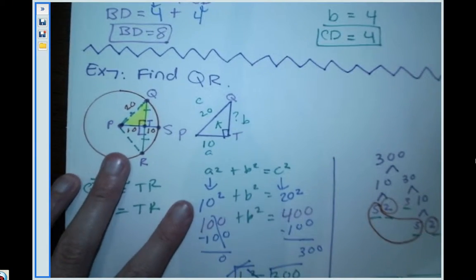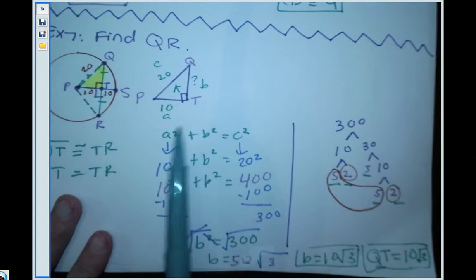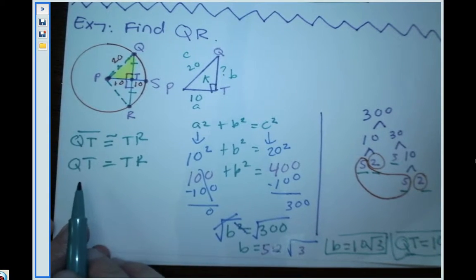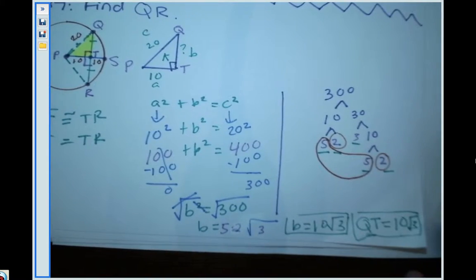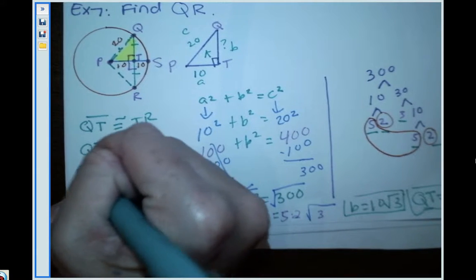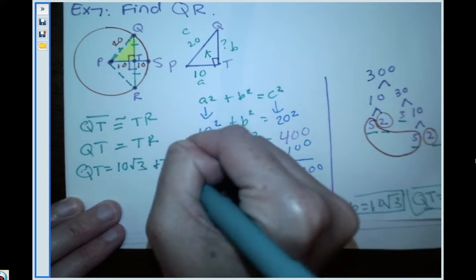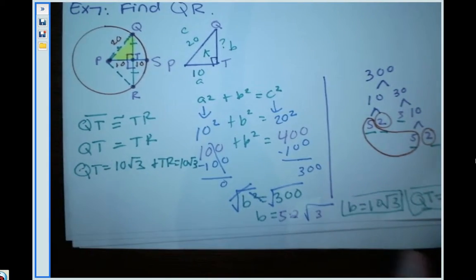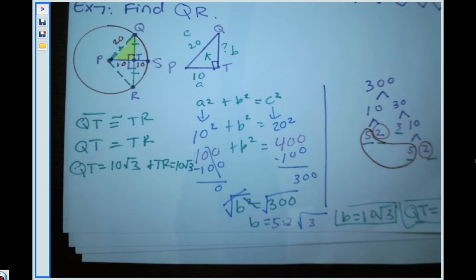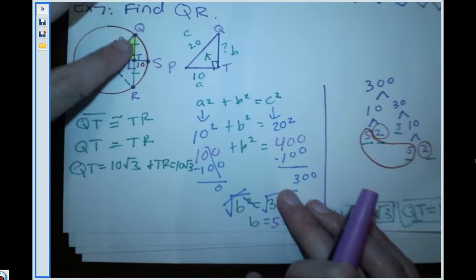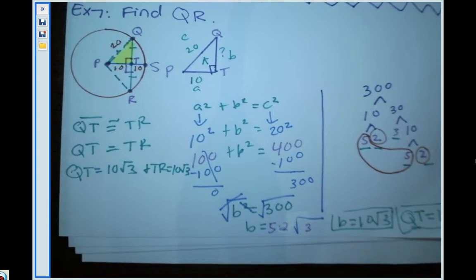The problem says to find the length of QR. But I do know that QT and TR are equal in length. So that means QT equals 10 root 3 as well as TR. So QT equals 10 root 3 and TR equals 10 root 3. Alright, so now I can use this information to help me find segment QR. And using the segment addition postulate, I can break up QR into two nifty segments. QR will equal QT plus TR.